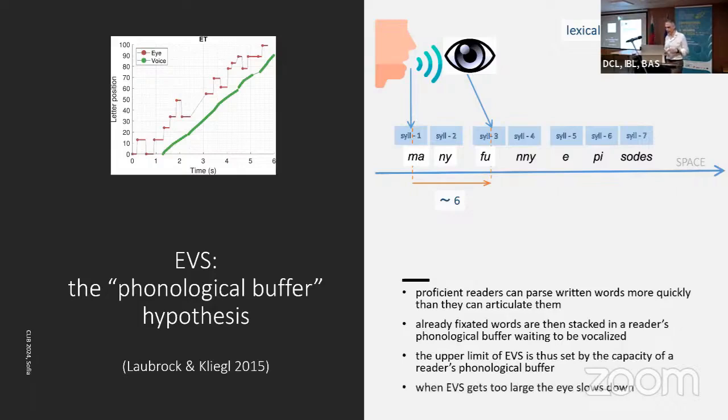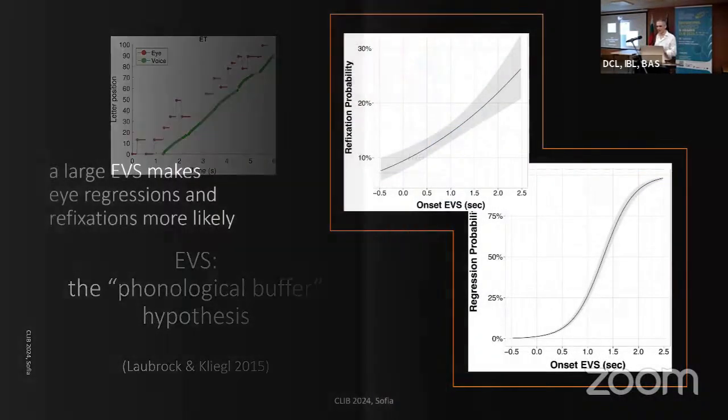There is another story. The effect of this, experimentally, is that when the EVS gets too large, when the eye is too far ahead of the voice, the eye slows down, because it has to wait for the voice to catch up, to go through the buffer. That's the story. It's a very simple story, but it's effective in describing this phenomenon. But not as effective as, well, we'll see.